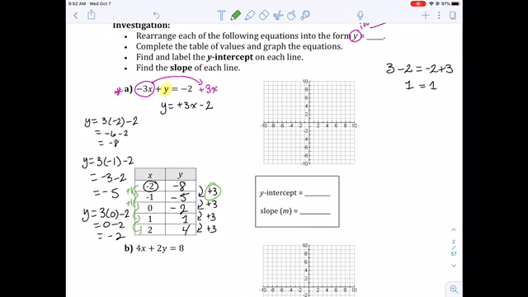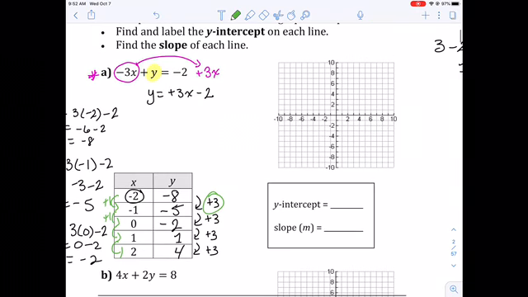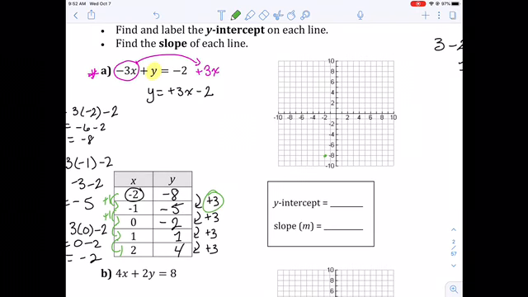So there's going to be a continuous pattern. Let's draw this line now. When x is negative 2, y is negative 8. Okay, those are the points, negative 2, negative 8, the coordinates. Negative 1, negative 5. 0, negative 2. 1, 1, and 2, 4. Okay, so there's our line. I'm going to draw the line.